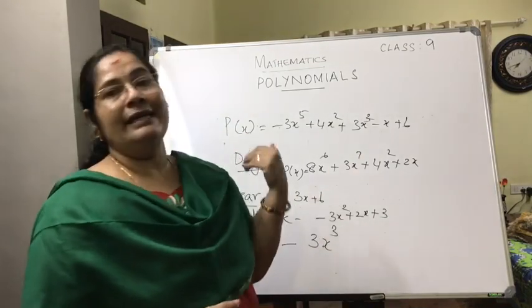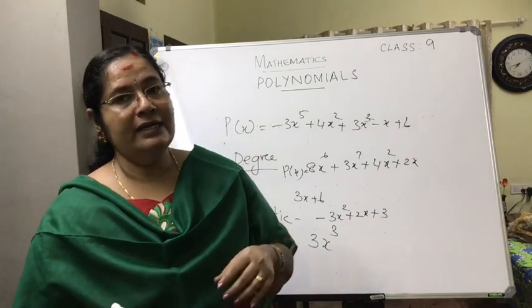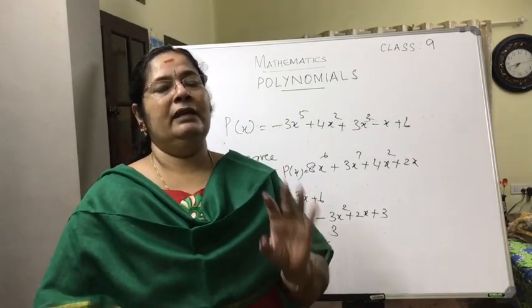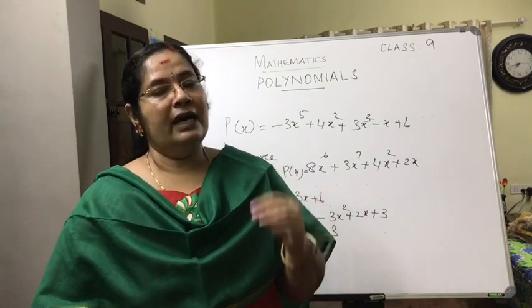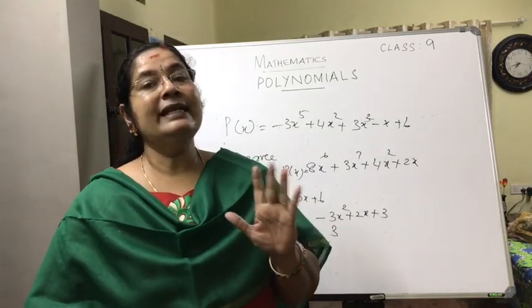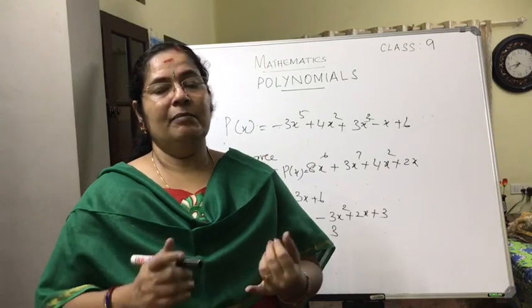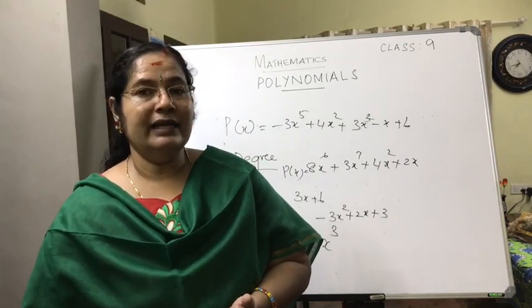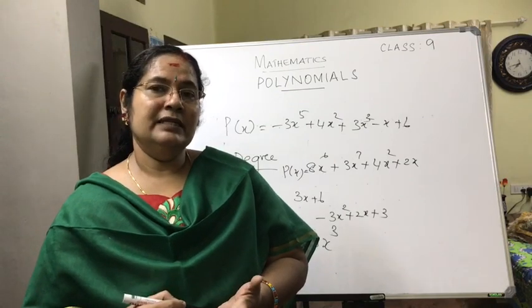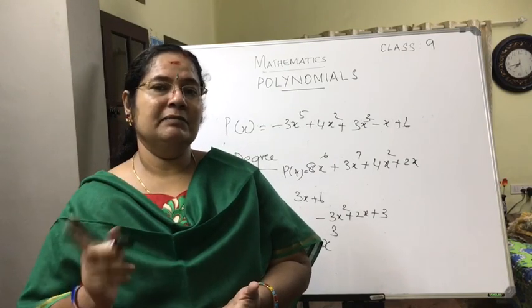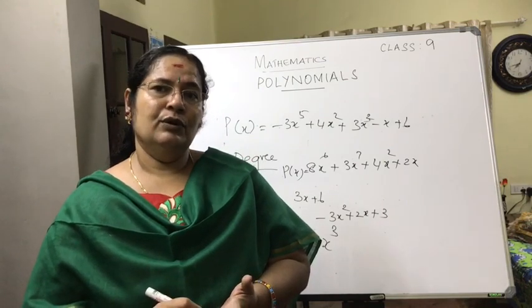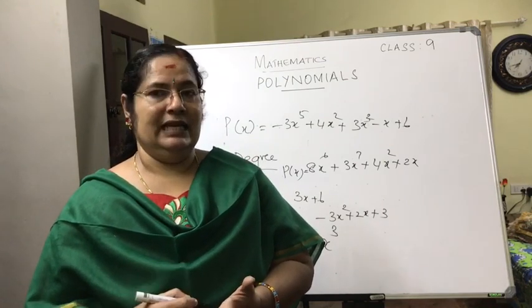Now coming to degree. What is degree? The highest power of the variable in a polynomial. In a particular polynomial, the highest power of the variable is called its degree. So based on degree, polynomials can be classified as linear, quadratic and cubic. Linear means having a power 1, that is maximum power is 1 only. Quadratic means degree is 2 and cubic means degree is 3.